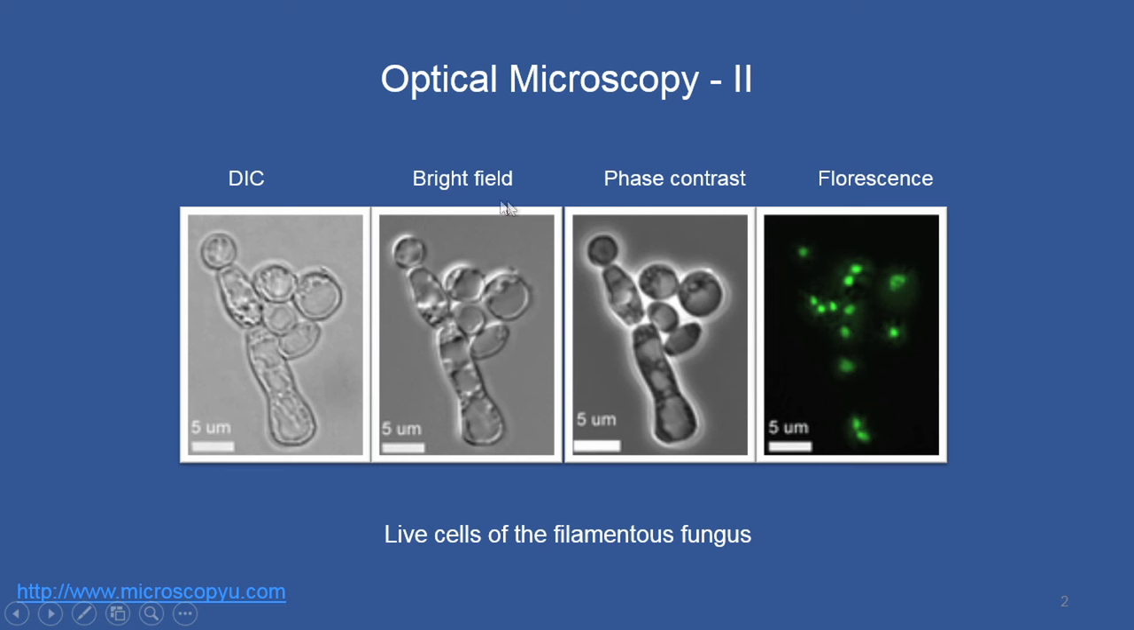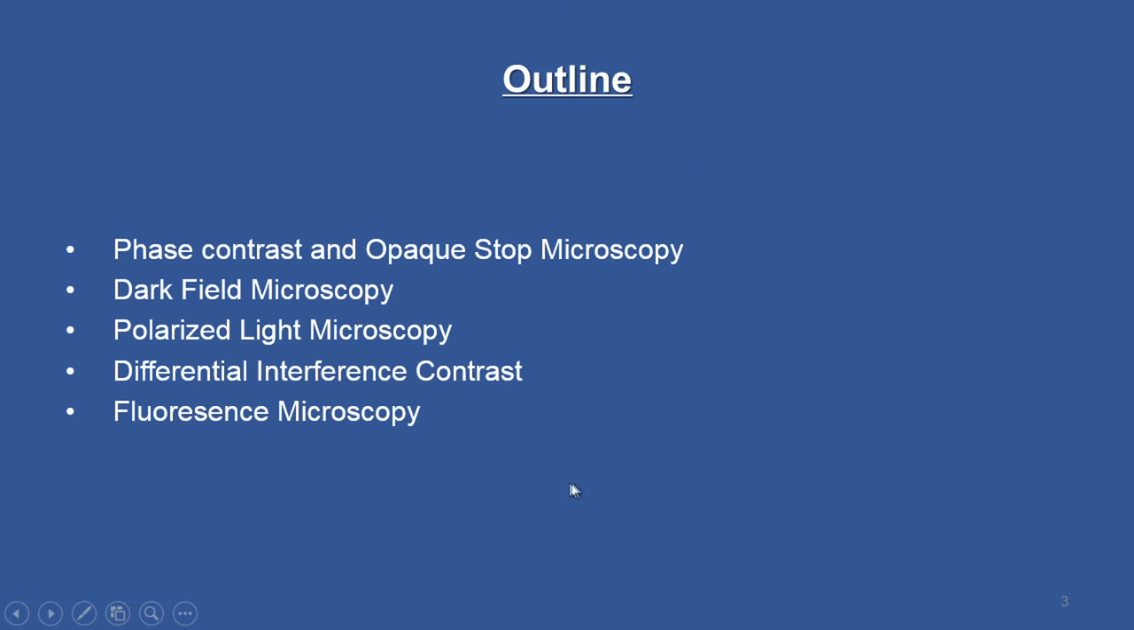This is the bright field illumination which we have seen yesterday, and the one marked as DIC is differential interference contrast. What you see on the right side is phase contrast, and finally this is fluorescence contrast. So it is very nice to see all the variants of the microscope compared in one shot. That is why I just want to bring it to your notice. Now we will move on to our lecture.